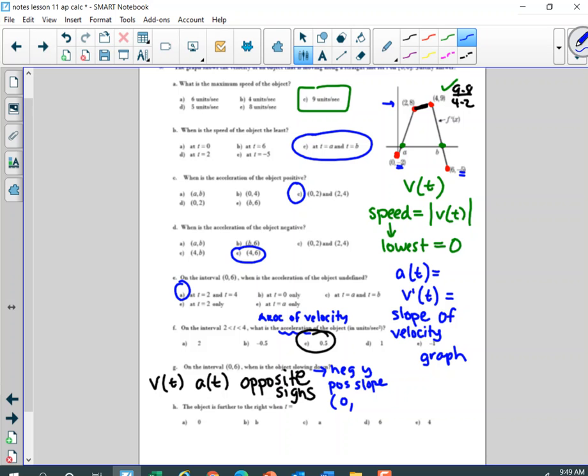So 0 to A. And then positive y's with negative slopes. So my velocity is positive, but my acceleration is negative, and that's 4 to B.